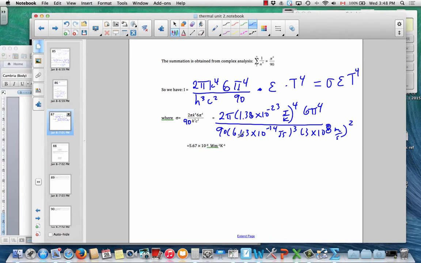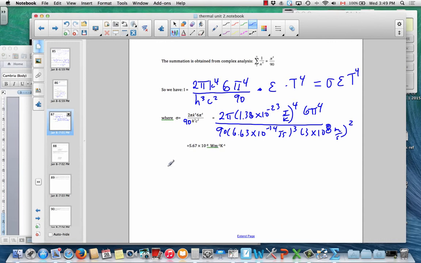So if you work that all out, it ends up to be 5.67 times 10 to the power minus 8. You're going to have 1 joule that survives from joules to the 4th over joules cubed. And then you're going to have the per second that survives here in the denominator. So that gives you the joules per second. That gives you per Kelvin to the 4th. And so the units are watts per meter squared, Kelvin to the 4th. And the meter squared comes from here.